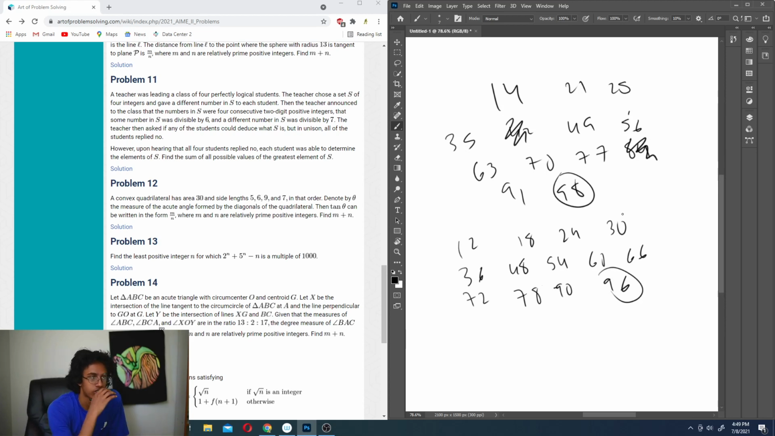Wait, so if none of them could deduce it, what does that even mean? Okay, so I guess, okay, so 96, 98. Let's see, why can't they deduce it if two of them have 96, 98? So essentially, if one guy gets like 95, then he knows it has to be 95, 96, 97, 98, right? Because he can't get like 90, 91. Yeah, you can't have that other side.